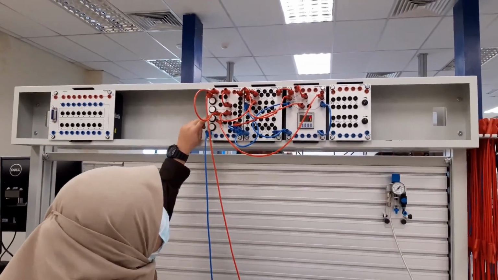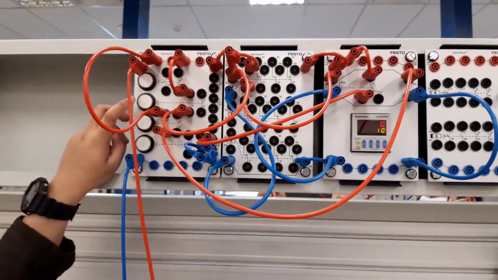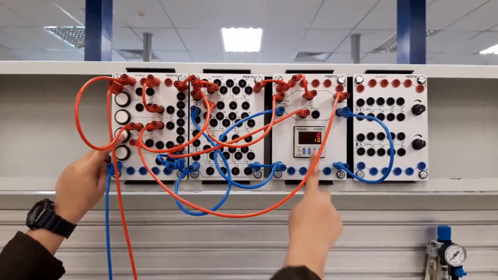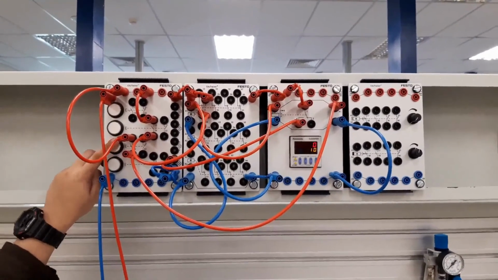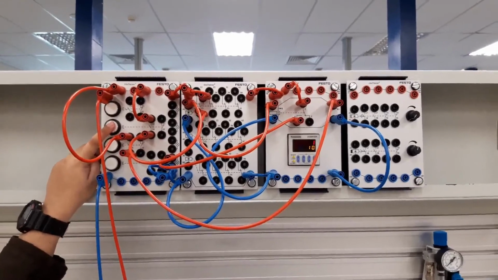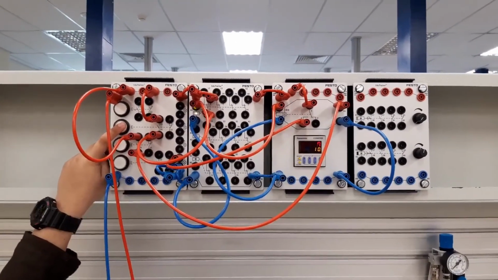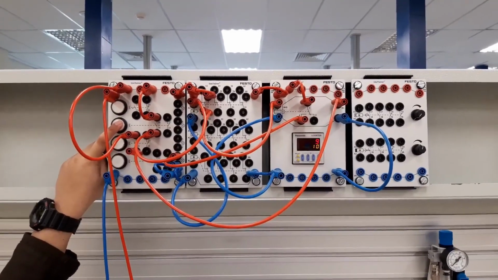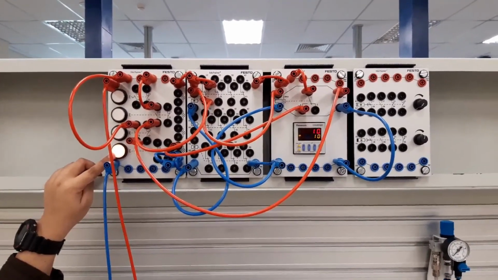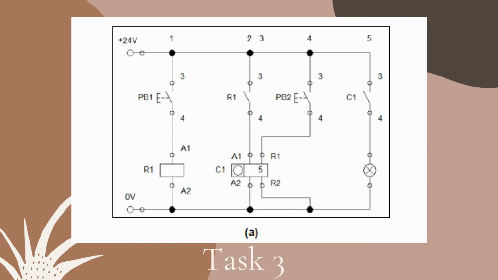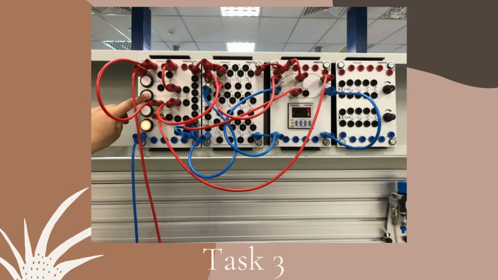This is the reset button. Next, we set the counter for 10. We need to click the push button 10 times. After 10 clicks of the push button, the lamp turns on. This one is the circuit for task 3, and this is the result for task 3.